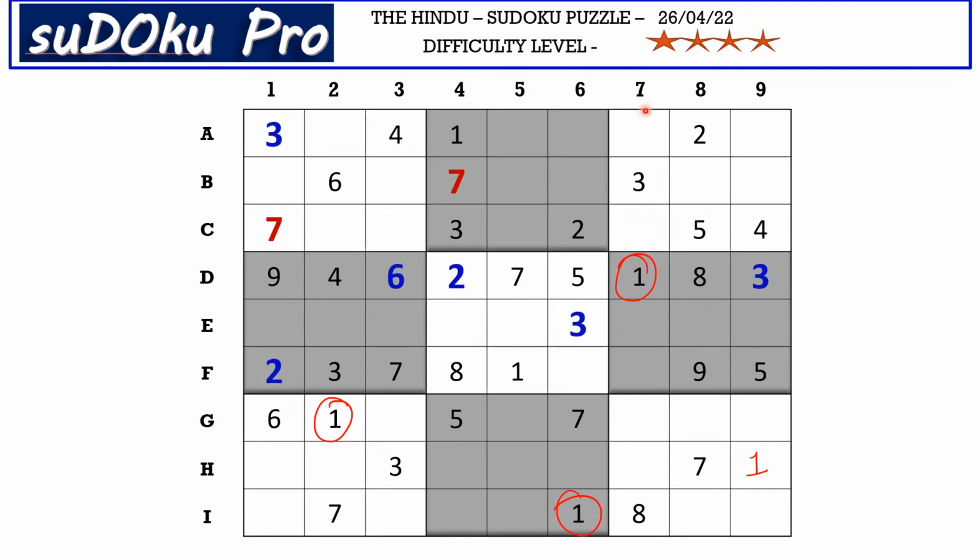This one blocks here and this one blocks here. So B8 takes 1. There is a 1 here in A row and 1 in B row which blocks these two rows. So 1 has to be in one of these two cells. There is a 1 blocking from column 2. So C3 takes 1.